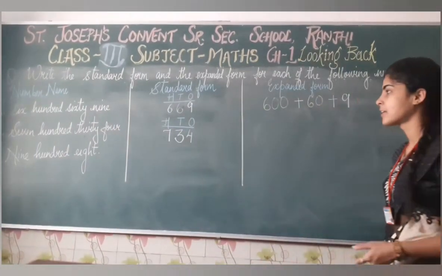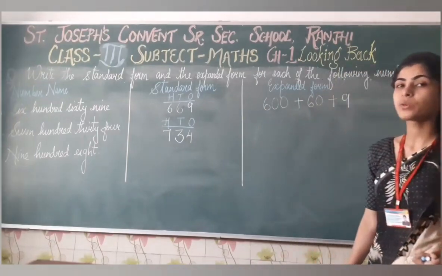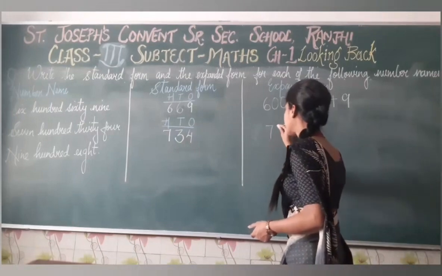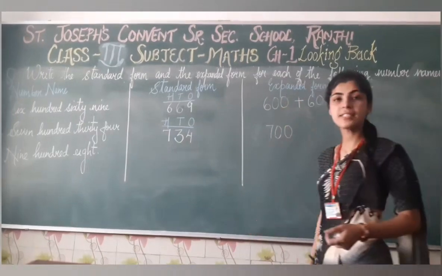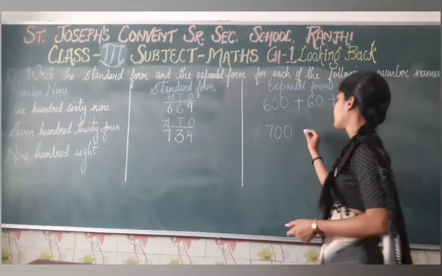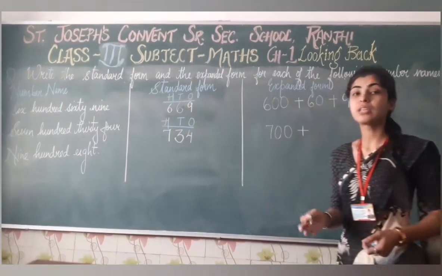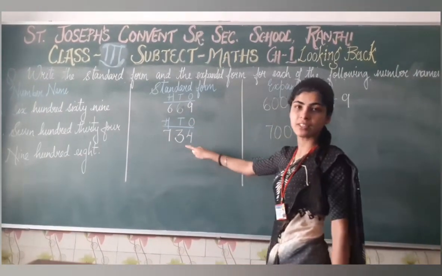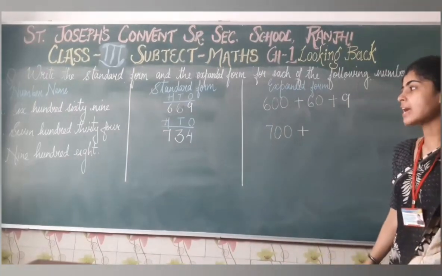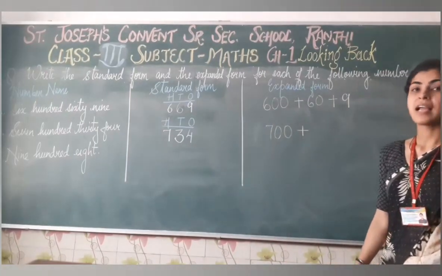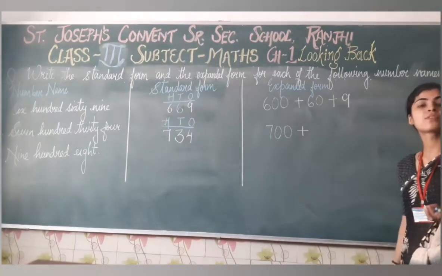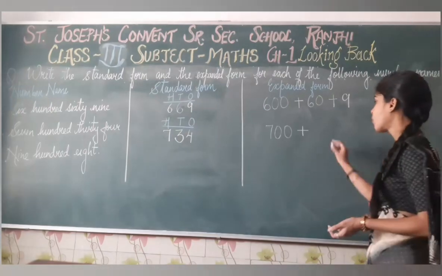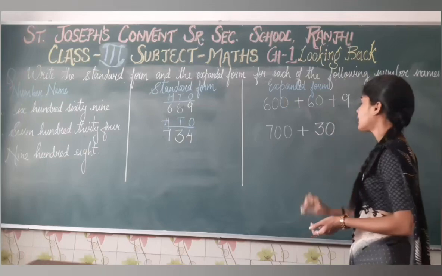Now, for the standard form, we have to give the expanded form also. So, let us write. First of all, tell me how many hundreds were there? There were 700s. So, let us write 700s. Then put the sign of addition. Come to the tens place. Here, the tens place has the digit 3 with it. Which digit is it? 3. And what will be the place value of 3? As 3 is under the tens place, its place value will be 3 tens are 30.